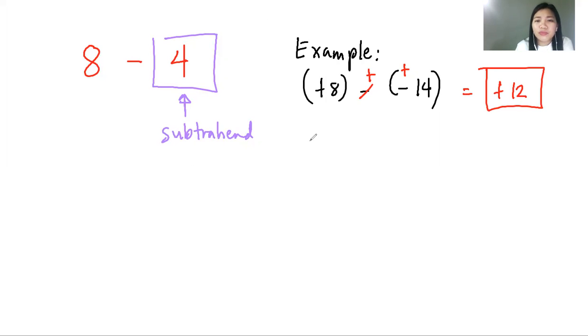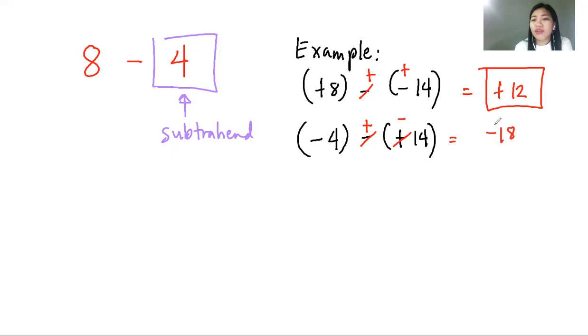Another example, if it's negative 4 minus positive 14, what is the answer? Again, we will change the minus sign to a plus sign, and this positive sign will change to a negative sign. So negative 4 plus negative 14, both of them are negative. You'll follow the addition rule, which is we add them and use the sign. That is negative 18.